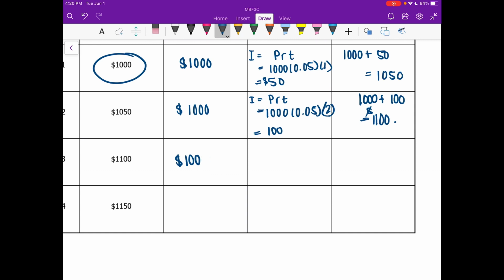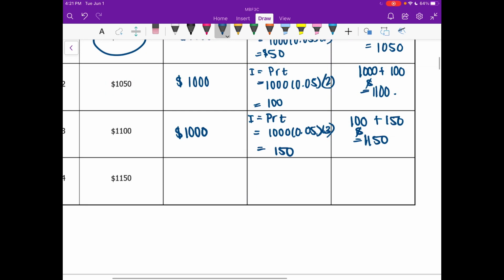You're still only getting interest on that original 1,000, right? The interest now is going to be 1,000 times 0.05 times 3, which is going to give me 150. So then I'm going to do 1,000 plus 150 is equal to $1,150, right? You're still getting interest on the same amount, so you're going to do that.